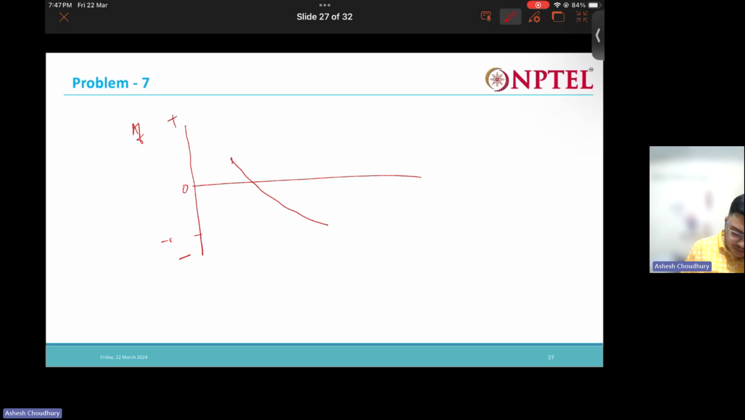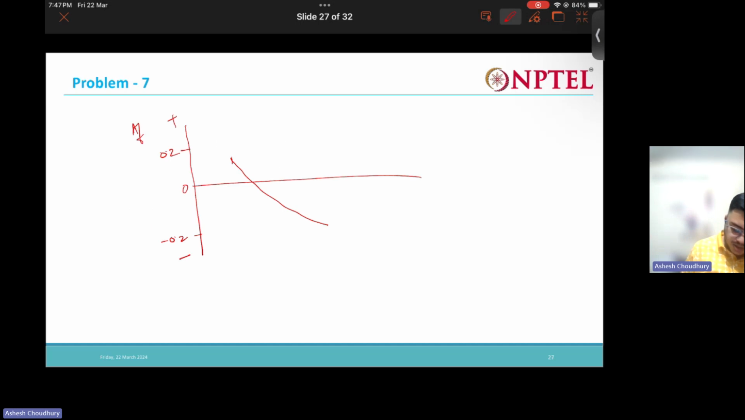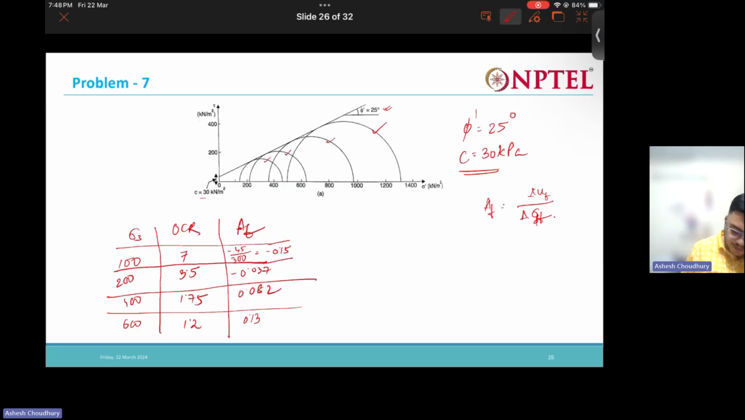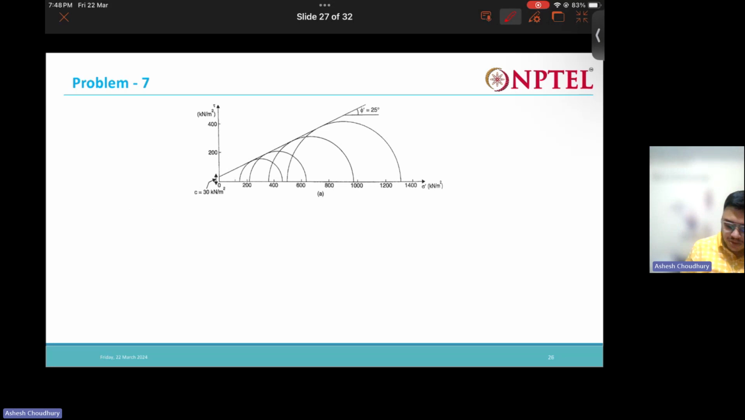So this is minus 0.2 to 0.222, we'll get something like this. Okay, so this one 0.13, this is at OCR of 7, this is at OCR of 1.2. So you can see at this point it's crossing the axis, because at this point the soil is going towards normally consolidation. Okay, that's why our A is becoming from negative, it's becoming positive.